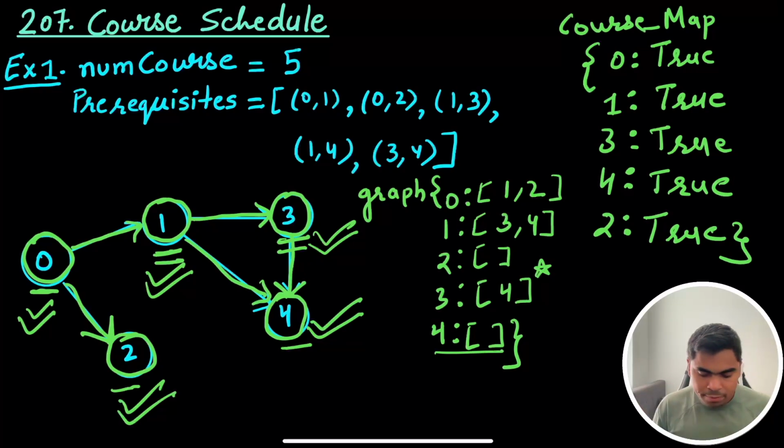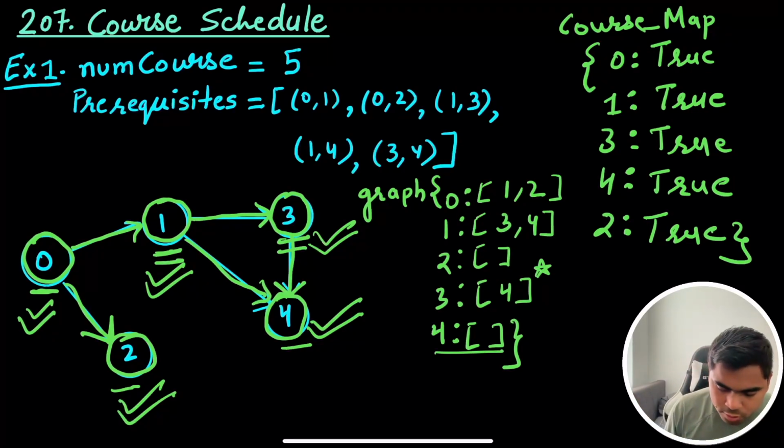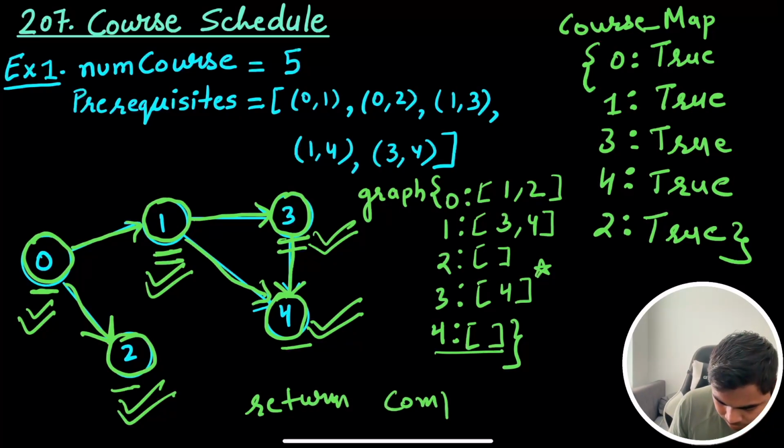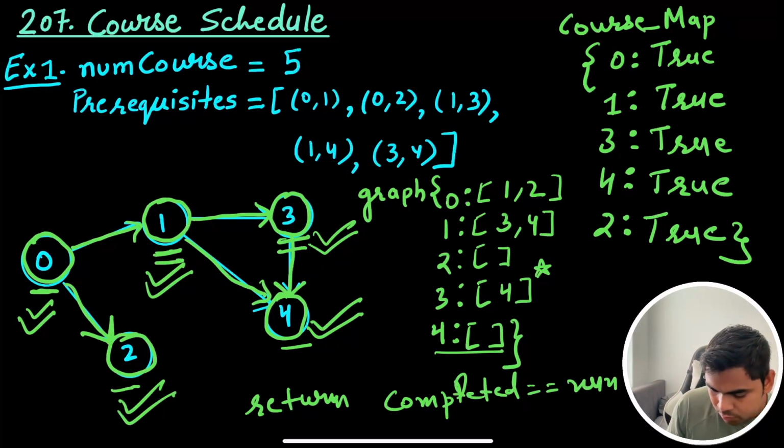Now I have the course map, and while we were visiting all these nodes, we could keep track of completed courses, if that DFS is completing within that for loop in num courses. So we can then finally return whether completed courses is equal to num courses, right? Because num courses could be a lot, but completed courses might not be equal to all the courses that we were supposed to take, because there might be some courses that were stuck in a loop, so we couldn't take them. Then this will return false, otherwise it will return true.